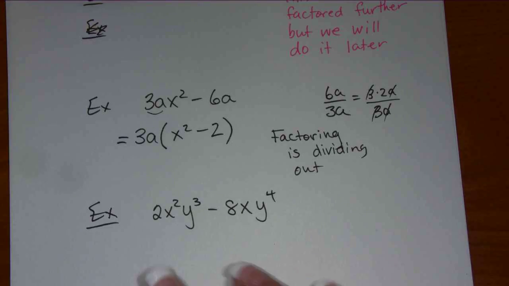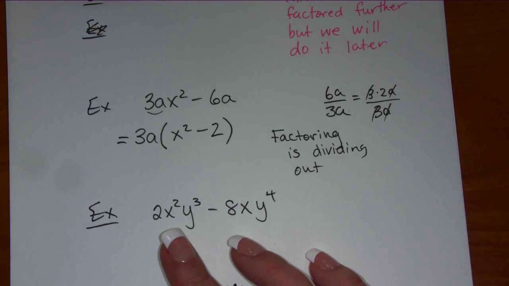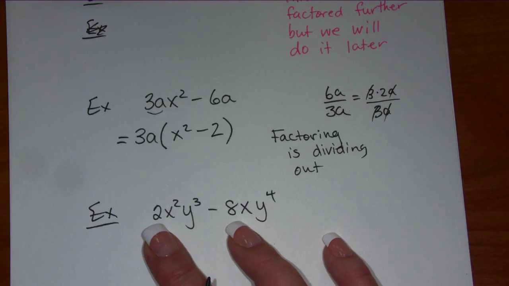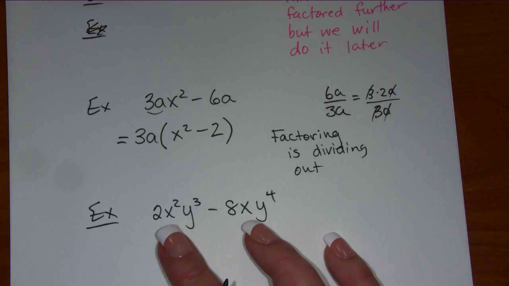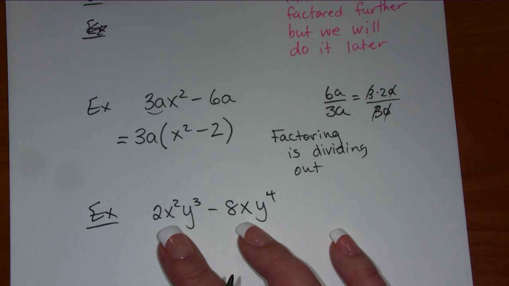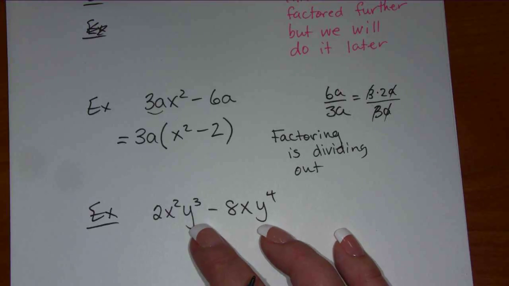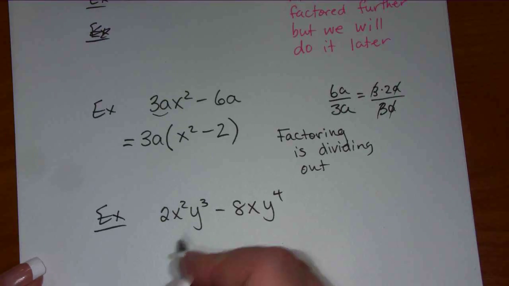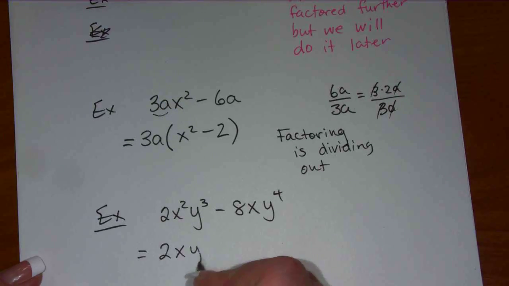So there's 2 terms, and what do they have in common? What could we take out? For numbers, we could take out a 2. 2 divides by both of those. And for the x, just one x, because it has to be able to come out of both. And this second one doesn't have 2 x's, so you can only take one out. And then the y's, 3. So 2xy cubed.